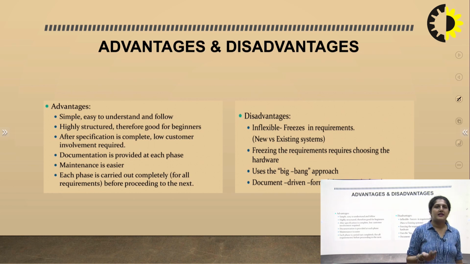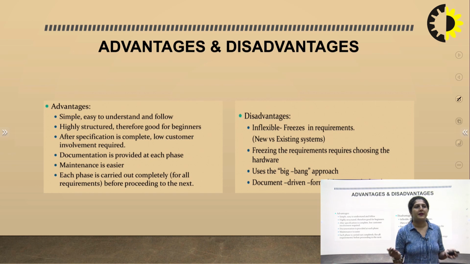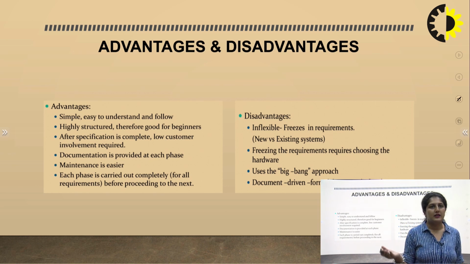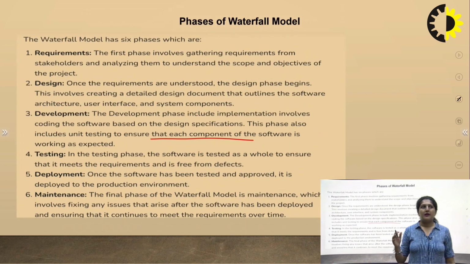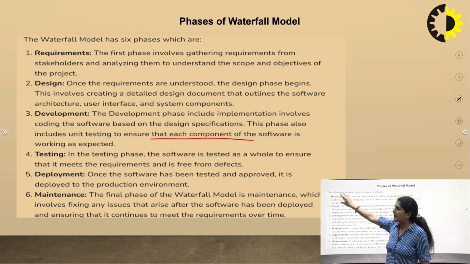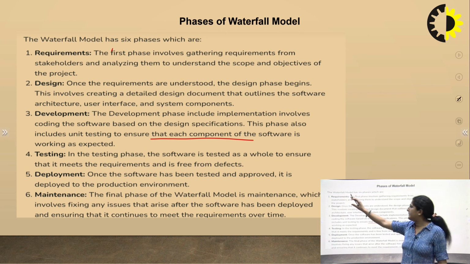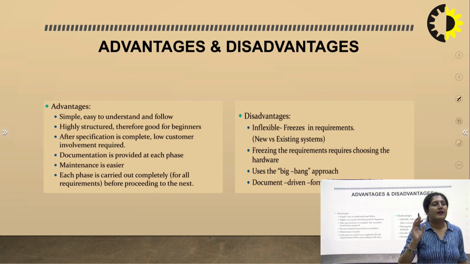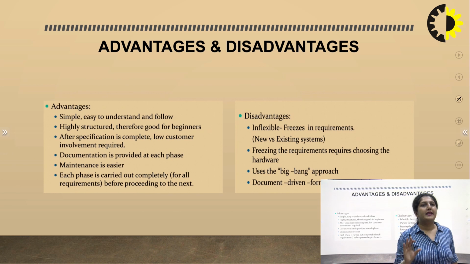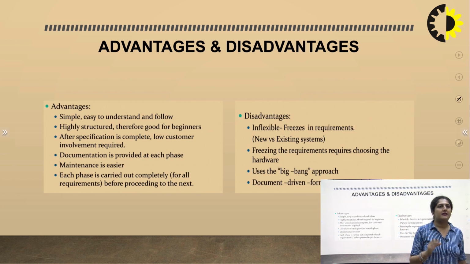Then maintenance is easier, as it is good for small projects. In comparison to other models, maintenance is much easier, and each phase is carried out completely, after all requirements, before proceeding to the next. When one step is completed, then it goes to the next step. So when each step is completed, only then does it move to the next phase. These are the advantages of the waterfall model.